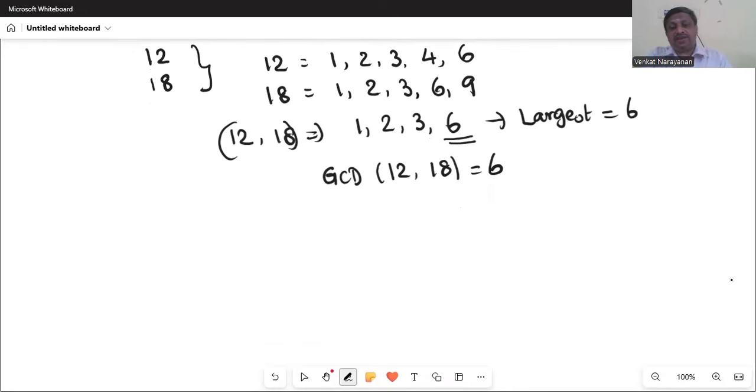This is the way we calculate the GCD. It is very easy when solving simple problems. But if a number contains more than 2 or 3 digits, it is very difficult to find the GCD. For solving this, we use two concepts. One, canonical decomposition.